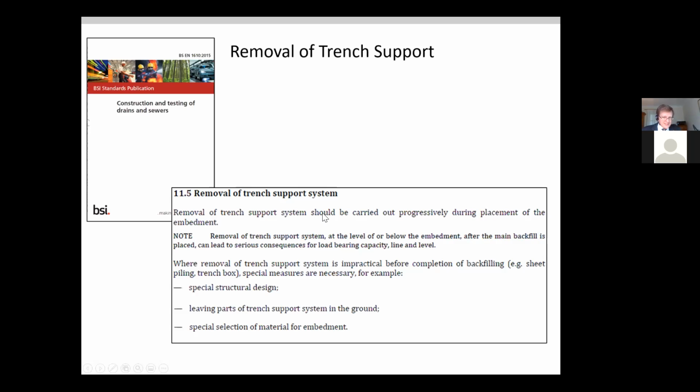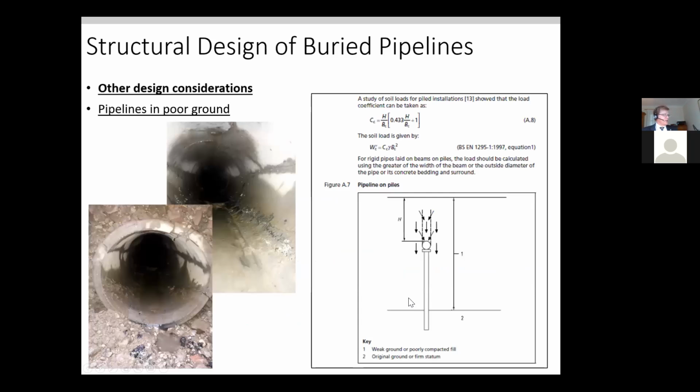So the assumption in EN 1295, the standard calculations, is and always has been that the trench support will be removed progressively. If you're going to remove it all at once, it's a problem, and it can cause a high load case. Now, there's some guidance on this in Annex A, but it's often necessary to leave parts of the trench support in place. And again, this is a subject in its own right.